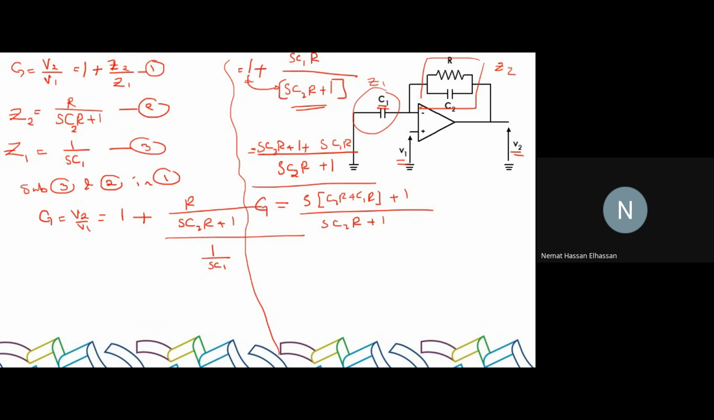Are we sure that this is a high-pass filter? Is this enough to tell us that this is a high-pass filter? Why would you add SC2? This one?